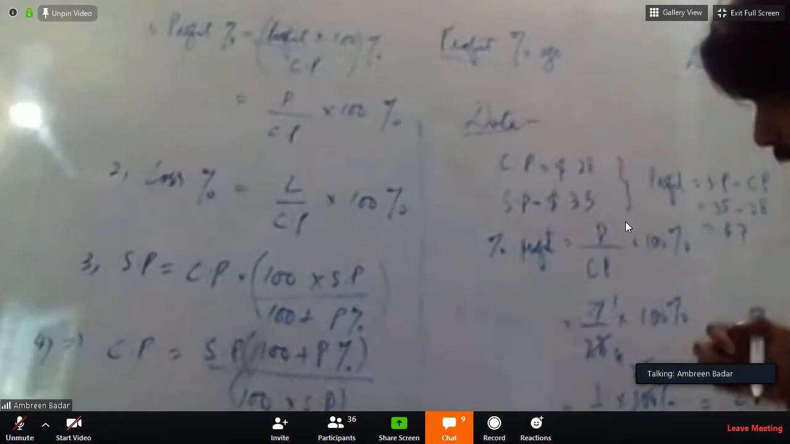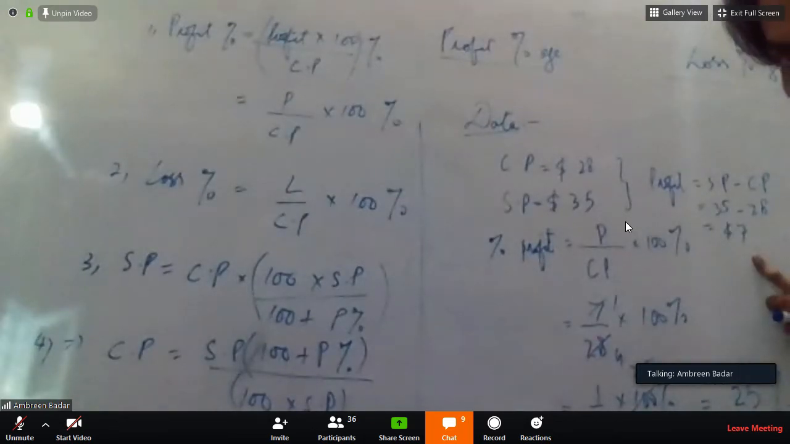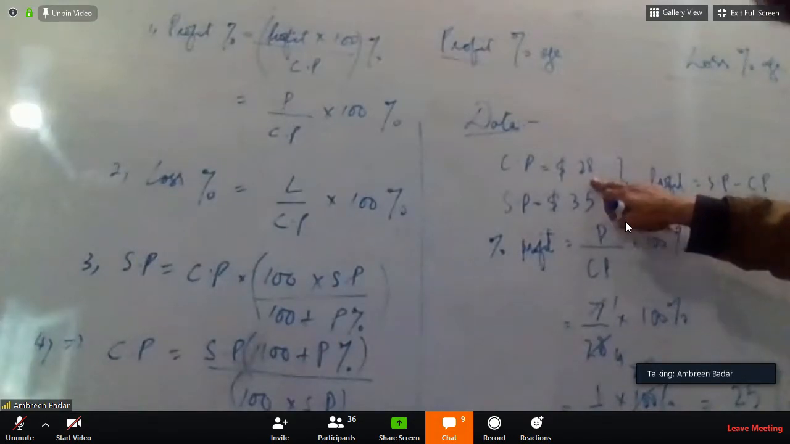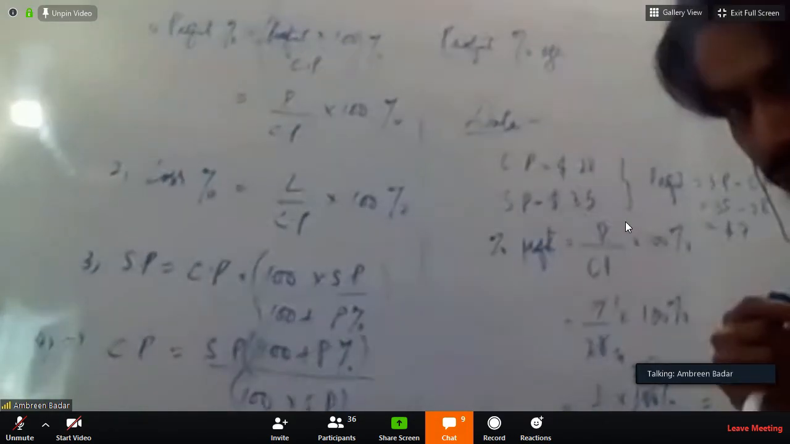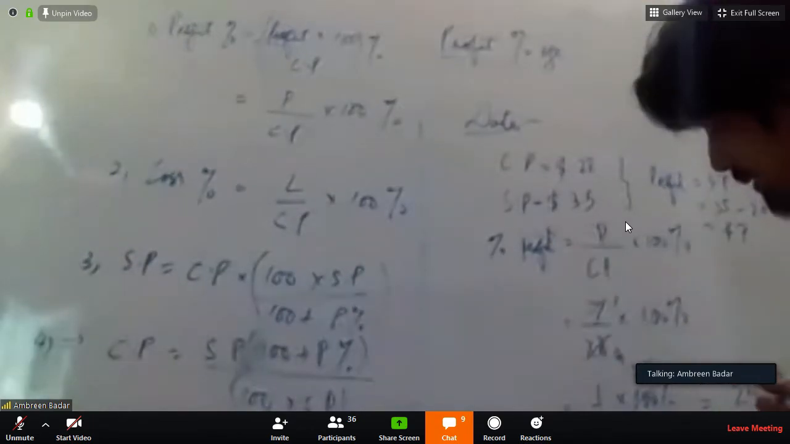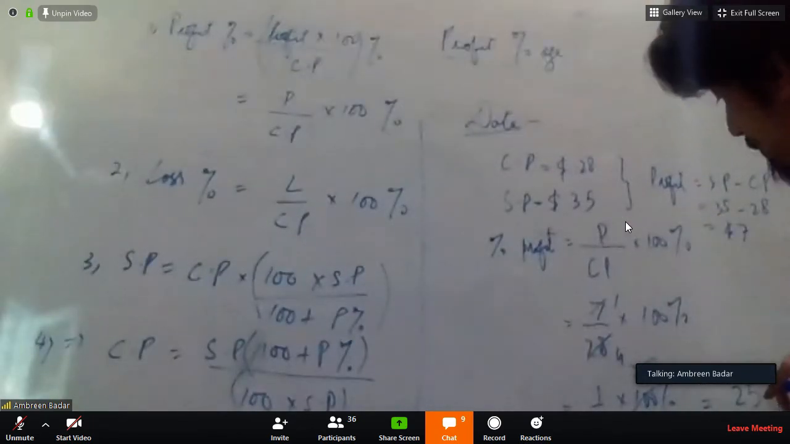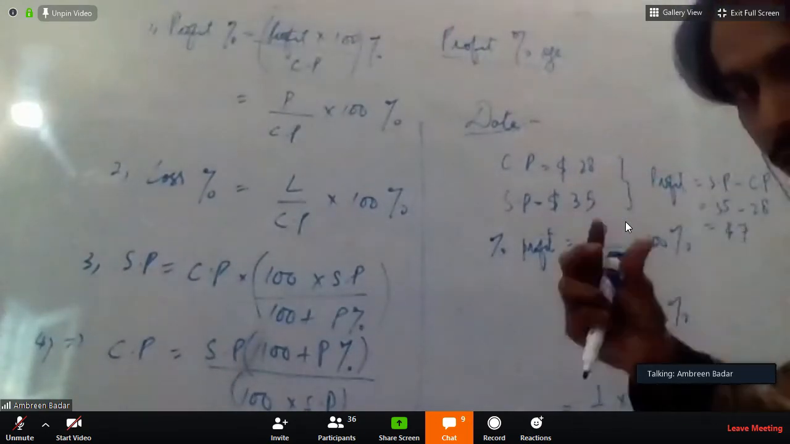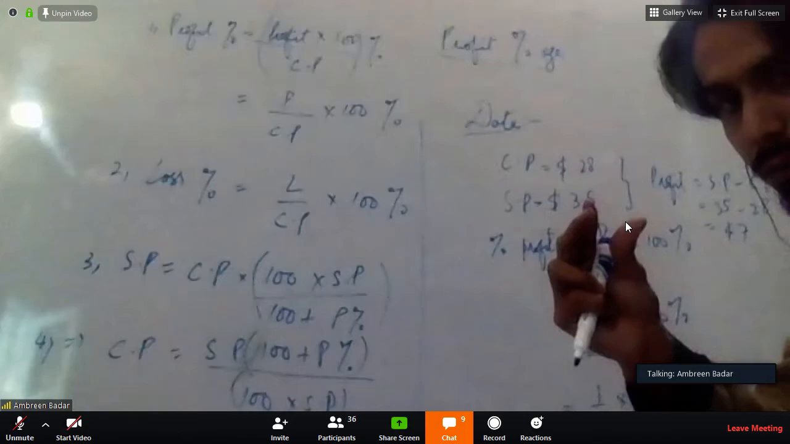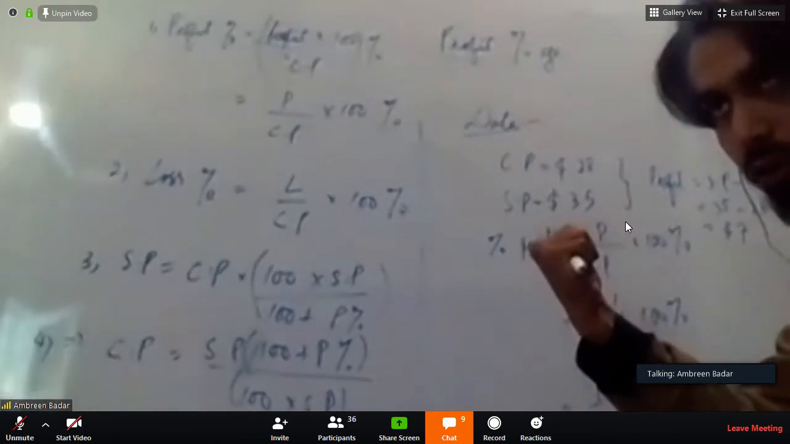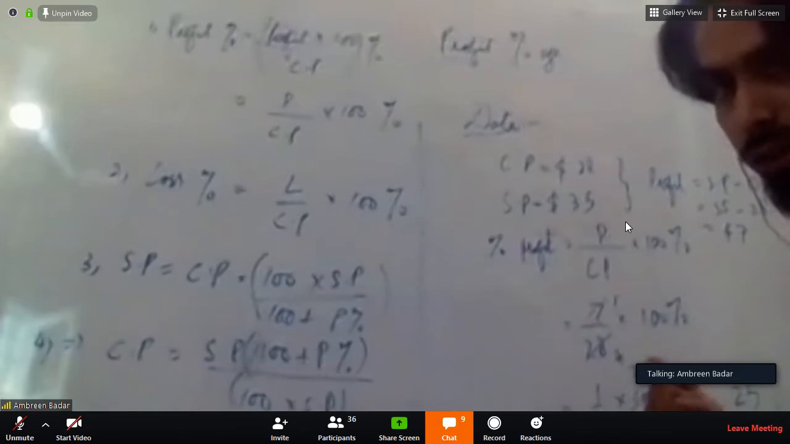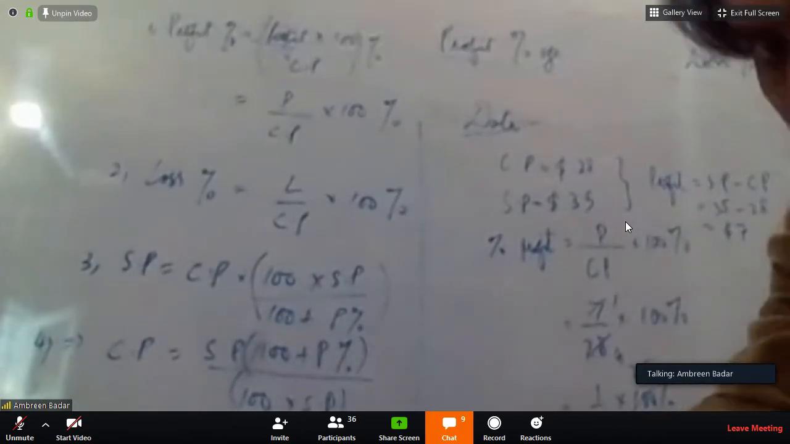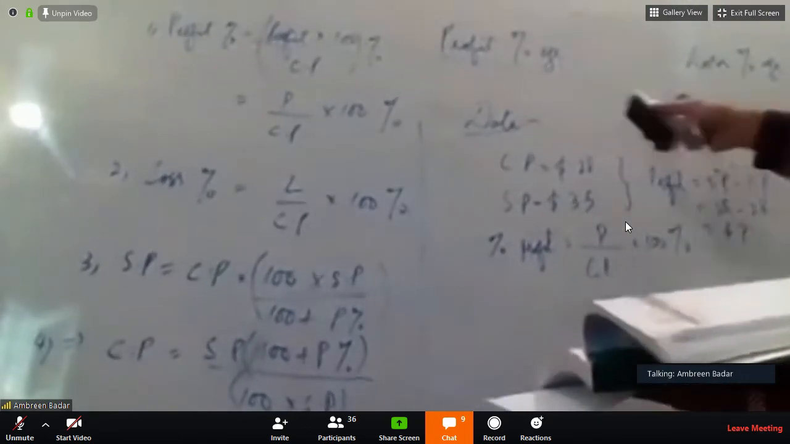Means you had a profit of $7, and your cost price was $28. This 25% profit, what does it tell you? It tells you that 25% of the cost price, which was 28, is $7. This is the profit percentage. Okay, now we'll be coming up to the next example.